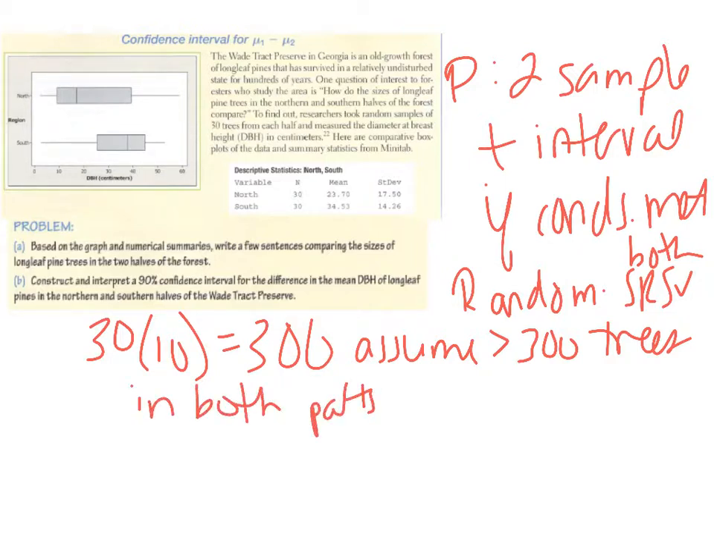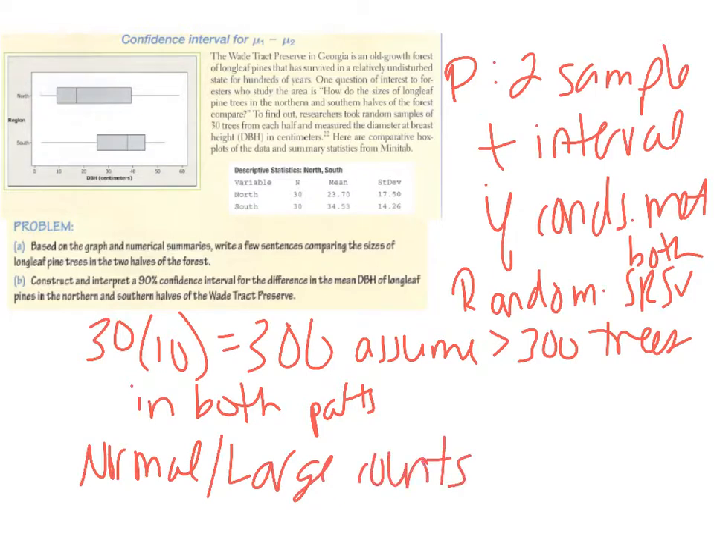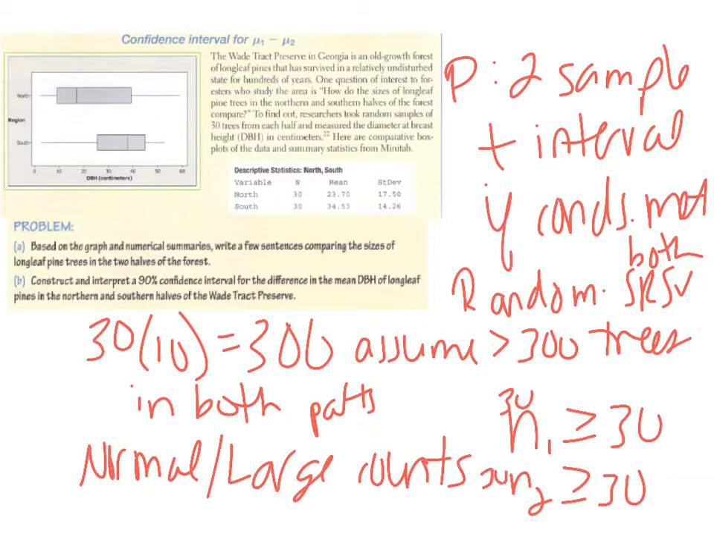And then because this is a mean, I need to do my normal large counts. My graphs look a little skewed, but both samples are greater than or equal to 30, 1 is 30 and 2 is 30, so I'm okay there on my normal large counts condition.